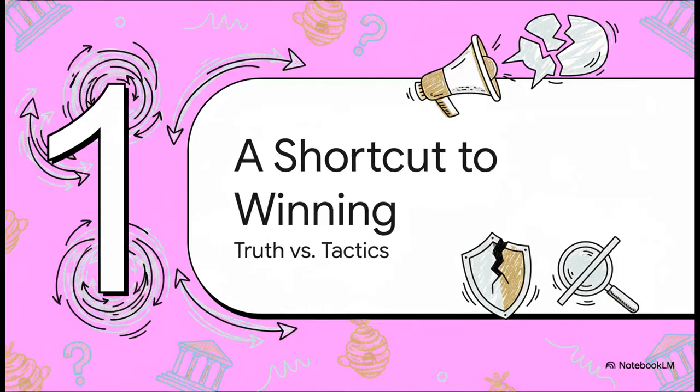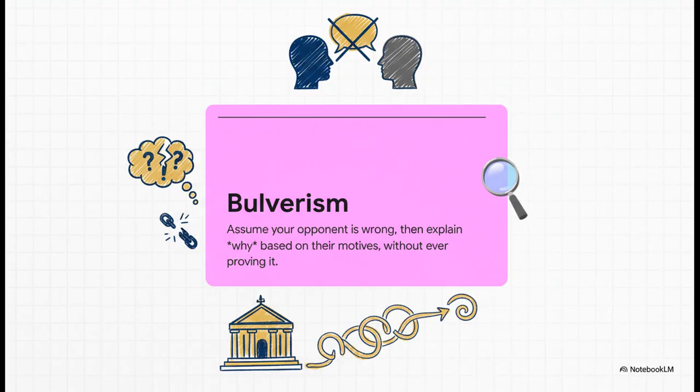You know, in a perfect world, a debate is all about finding the truth. But let's be real. Sometimes it's just about winning. And that's where this fallacy we're talking about really comes into play. So here it is, Bulverism. It's a nasty little logical fallacy, and it works like this. You just assume your opponent is wrong. You don't prove it, you don't even try. You just take it as a given. Then you jump straight to explaining why they're wrong, blaming it on their motives, their background, or their psychology. You're not arguing with their point, you're just explaining them away.